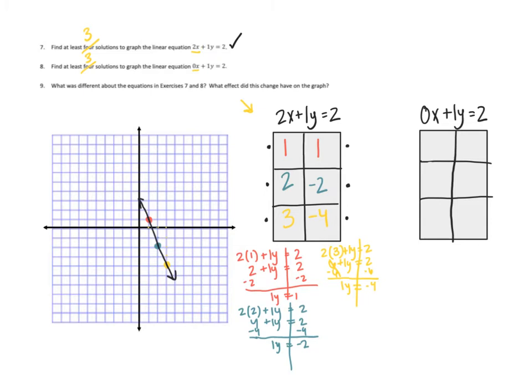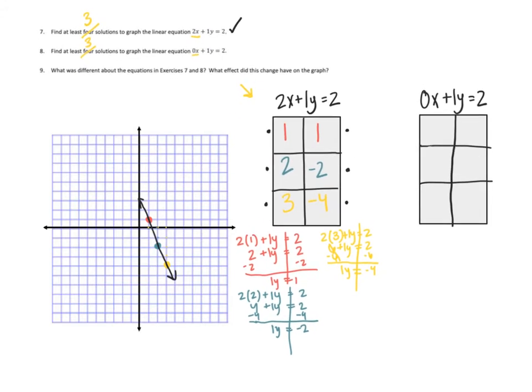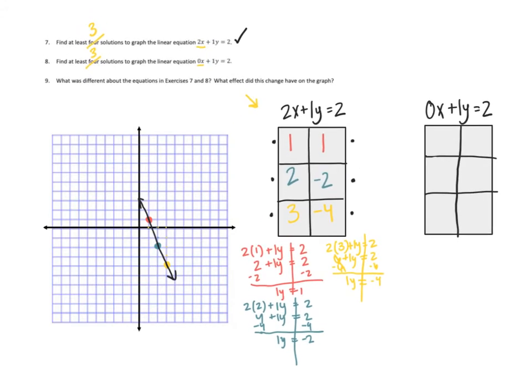All right, but now we're going to move on to the next question. It says find at least 3 solutions to the graph of the linear equation 0x plus 1y equals 2. So I'm going to scoot over here, and we're going to look at this equation on the right. So it says 0x plus 1y equals 2. Well, if there's 0 x's, I don't know why this is all moving.